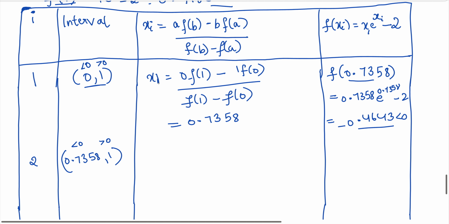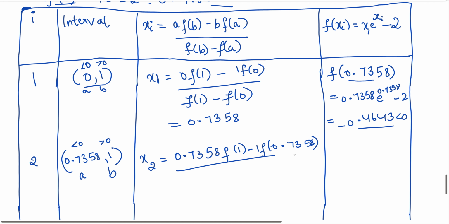So this is x1. I keep forgetting to change it. Now x2. Now x2 is a into f of b. Now this is our a, this is our b. Previously this was our a, this was our b. Now x2 is what? A into f of b. 0.7358 into f of 1 minus 1 into f of 0.7358 divided by f of 1 minus f of 0.7358.